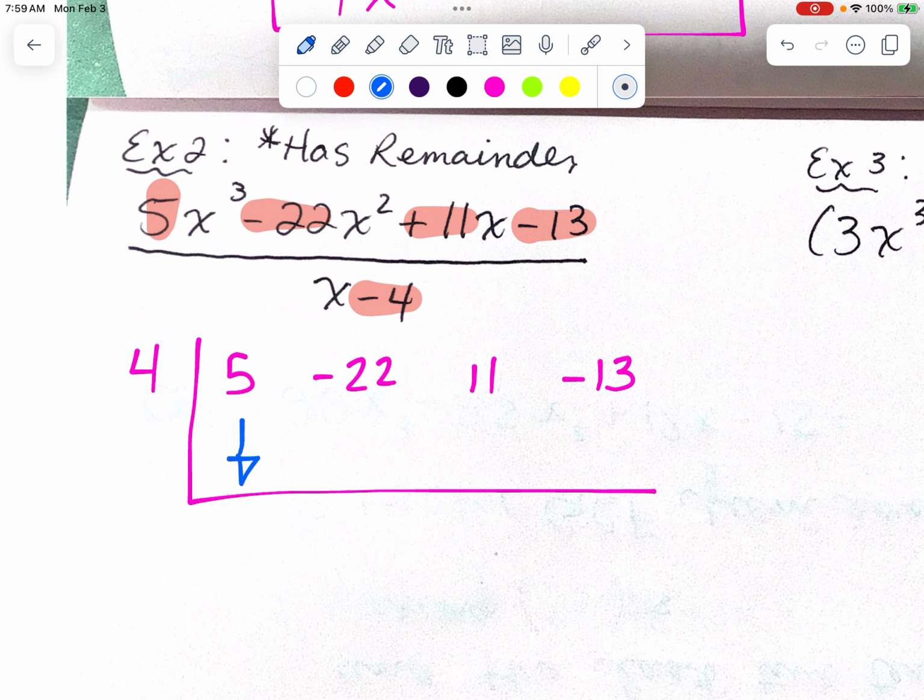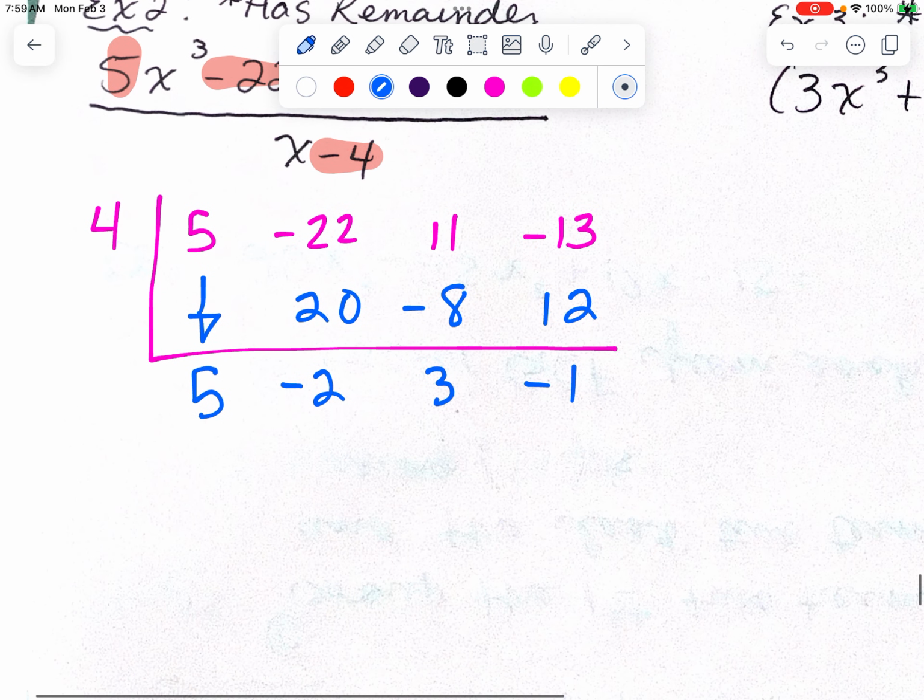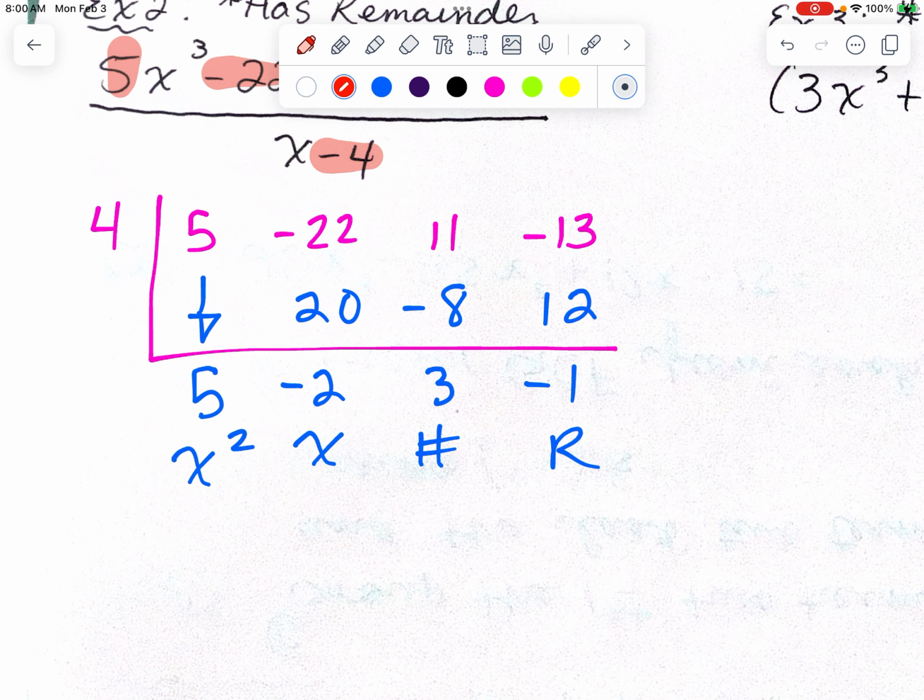Bring down the 5, get the problem going. Remember, on the outside we multiply, on the inside we combine. So 4 times 5 is 20. Combine negative 2. 4 times negative 2 is negative 8. We combine, that's 3. And then lastly, 4 times 3 is 12. We combine one more time, but this time we have a remainder of negative 1. So we have remainder, number, x term, x squared term.